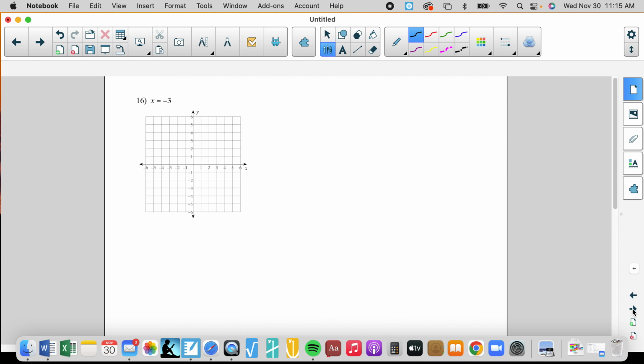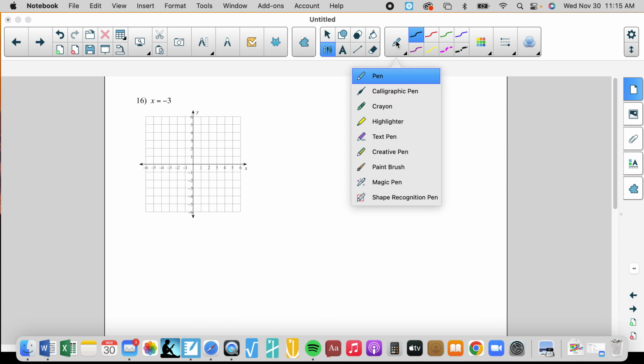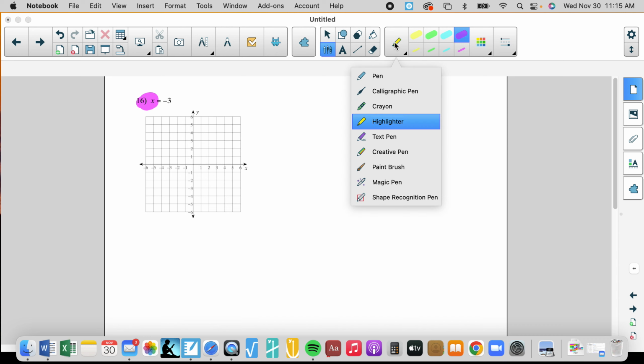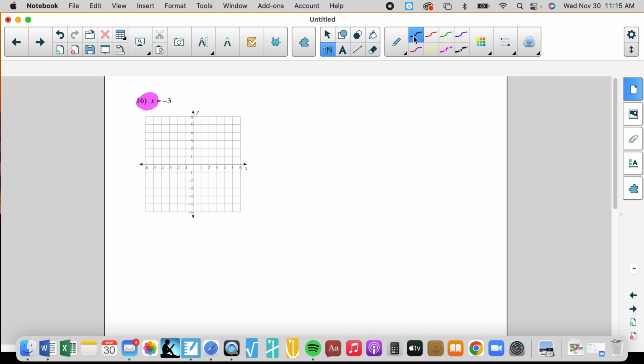Let's look at the last one. Again, red flag, ding, ding, ding. What do we notice? We only have one variable, and it's the variable x. So it tells me that it's going to go through the x-axis at -3. Here's the x-axis. Every x value is going to be 3. It's going to be a vertical line going through the x-axis at 3. So I can pick any point.